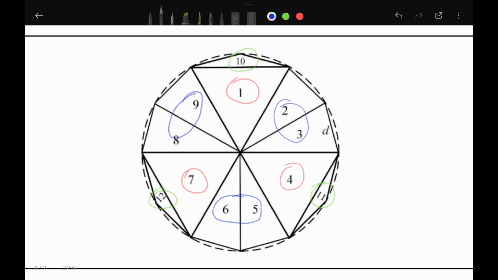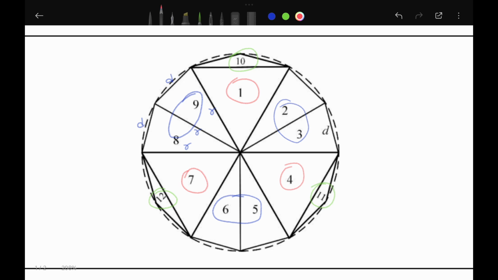Now, if we look at the blue type of triangles, that is 2, 3, 5, 6, and 8, 9, we know this, right? This side we know it's R. This is also R. This is also R. And we know that this is D because this is the side of the dodecagon. So it has to be D centimeters, right? So for the blue type of triangles, we know all the sides. It is obvious from the figure.